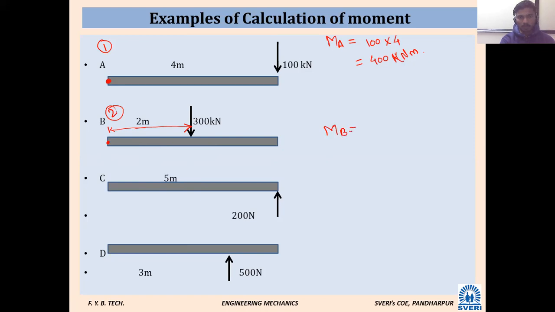Moment at point B equal to, let us write, F into D. What is the value of F? 300 into 2. So it will be 600 kilonewton meter. Very simple. Nothing else. Next.